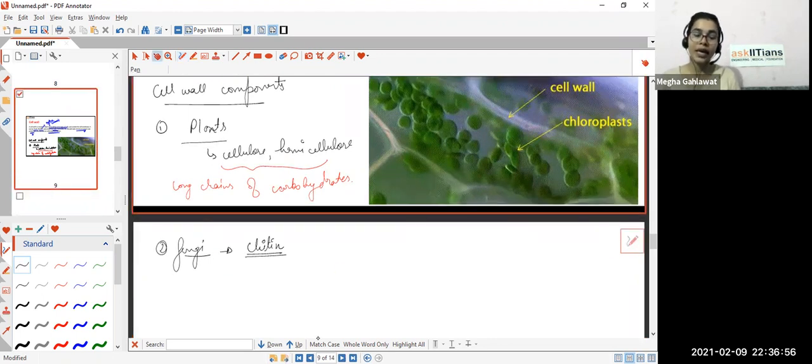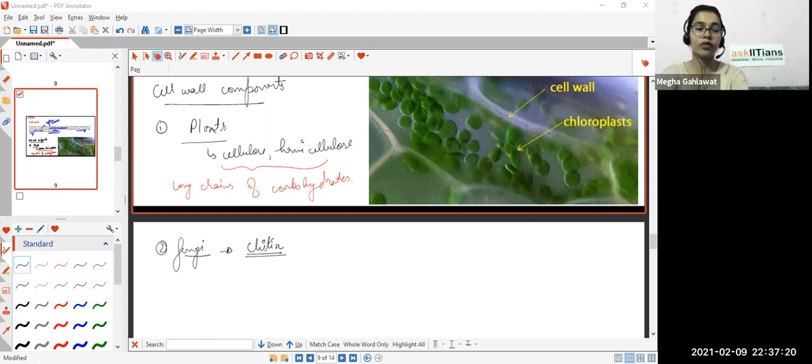Now, that being said, it is very important for you to understand the structure of the cell wall. The cell wall will have a middle lamella, primary cell wall, and a secondary cell wall. In few cases, there could be the tertiary cell wall as well. But the tertiary cell wall is not as important, so we'll just move ahead with the primary and secondary cell wall, right?